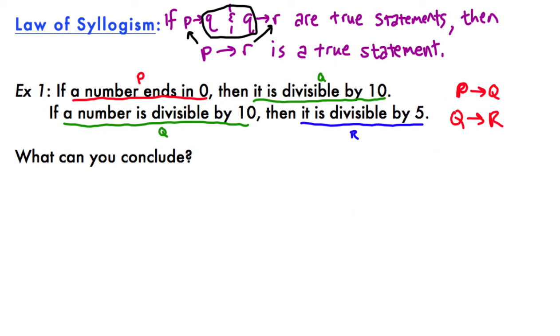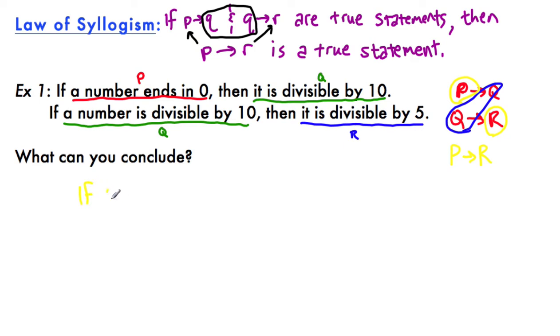So the law of syllogism says that we can take, what I like to do is kind of circle these two Q's here, and then what you've got left, you've got your P and your R. What you've got left is your conclusion. P implies R. So let's take our P up here.